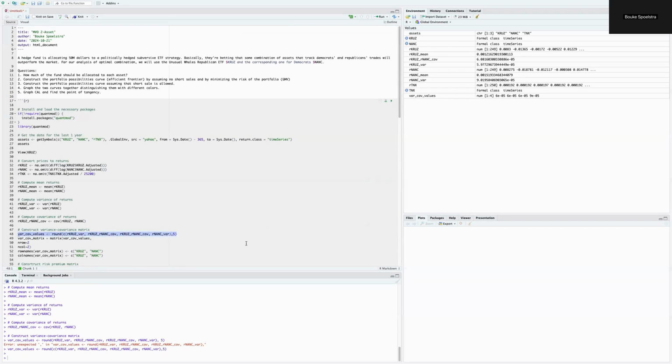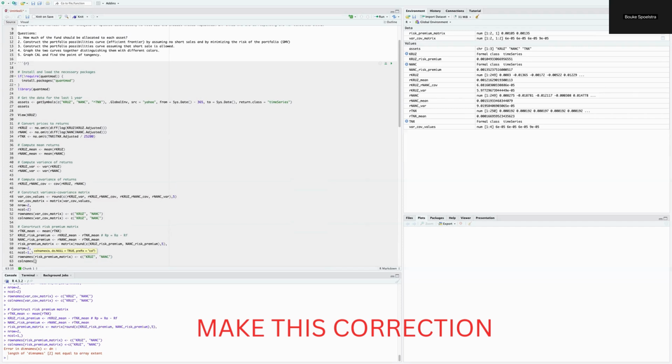Okay, so after running the code, I realized I messed up this line. So just take another look at that. Make sure you have the correct line 48, the variance covariance values. It should look exactly like this. Column names, the risk premium matrix would be combine risk premium.